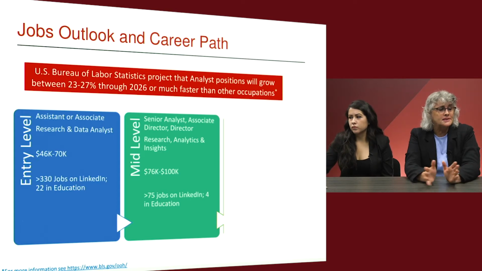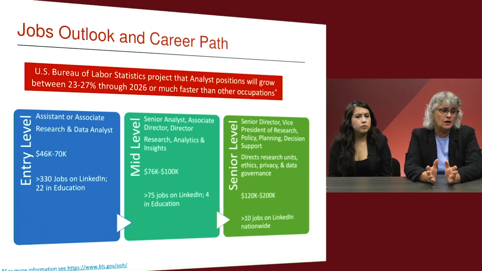The career path then tops out at the senior level. The titles of these positions would be a senior director or a vice president of research, policy, planning, or decision support. They direct research units, often overseeing ethics at their organization, privacy, compliance, and data governance programs. These levels are between $120,000 to $200,000 in salary. There are roughly 10 jobs on LinkedIn nationwide right now, and when you're at that level, there is often an executive search process that goes on in order to find the right people for the right context in those settings.